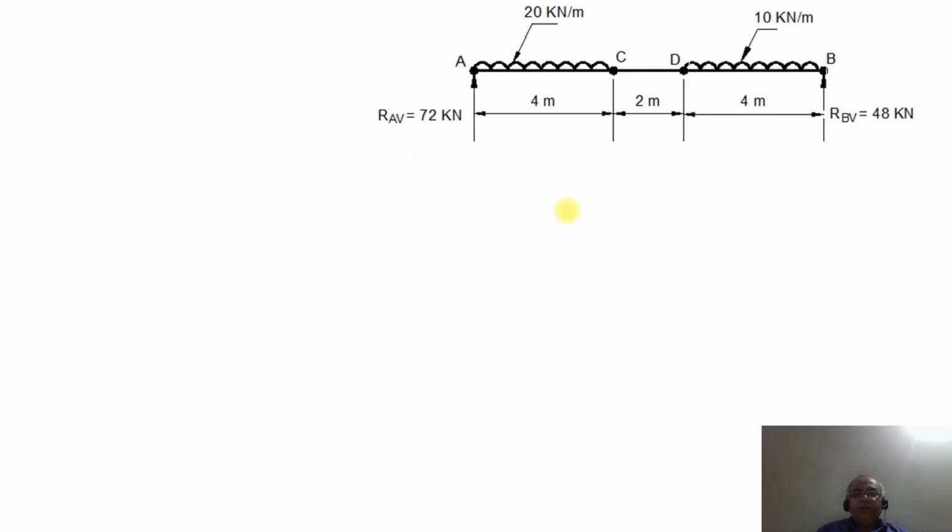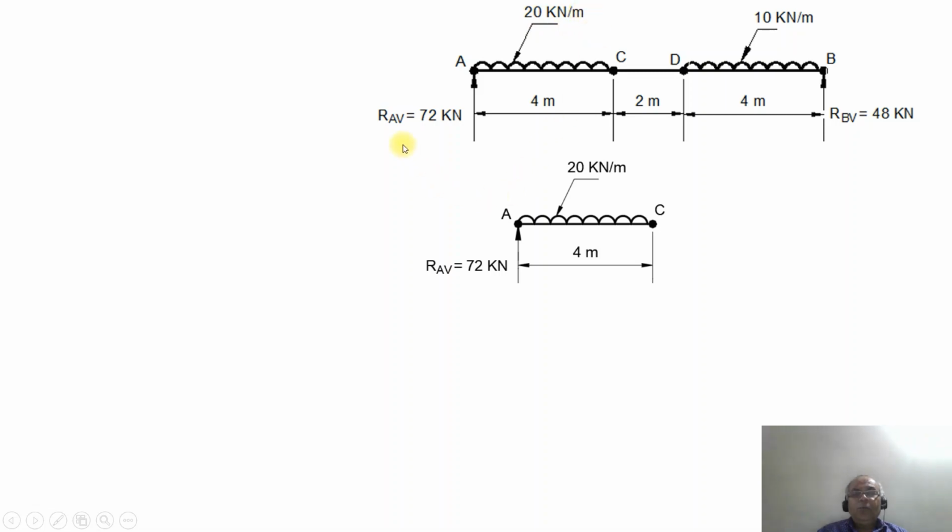Now we are going to analyze the beam segment by segment, starting from the left hand side towards the right. First we take between A and C, having a uniformly distributed load of 20 kilonewton per meter, with the vertical reaction acting upwards, RAV equal to 72 kilonewton. Then you have 20 kilonewton per meter for a span of 4 meters. We'll try to analyze this. So what is the shear force at the point A?